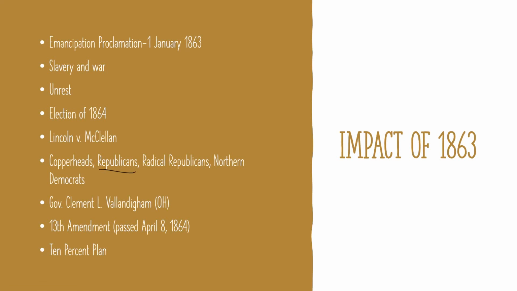You had Republicans that were moderate. They weren't keen on the idea of abolishing slavery, and they wanted to compromise. And then you had the radical Republicans that wanted abolition. They wanted the Southerners to pay. You had Northern Democrats, and more than that, Northern Democrats that sympathized with the South. So one of these were the Copperheads.